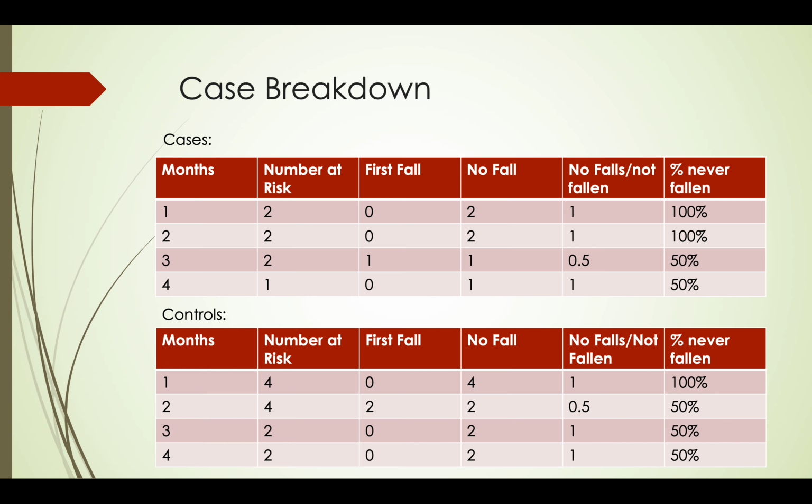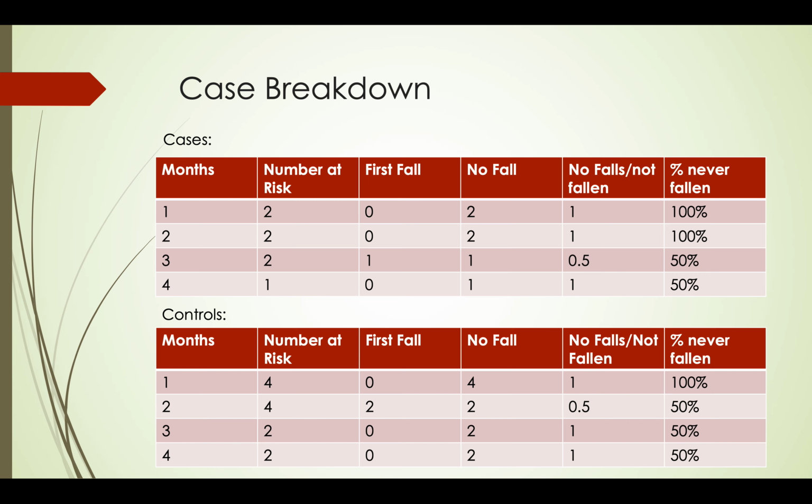However, in month 3, we have a fall. So in the first fall column, the value is 1, and the no fall value is 1. So the no falls over have not fallen ratio drops to 0.5, and we see that the percent never fallen is now 50%.